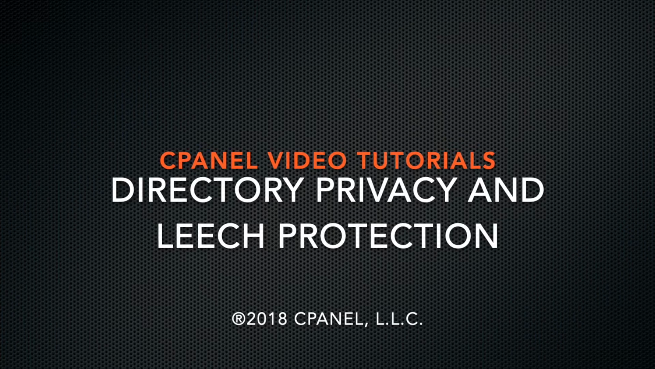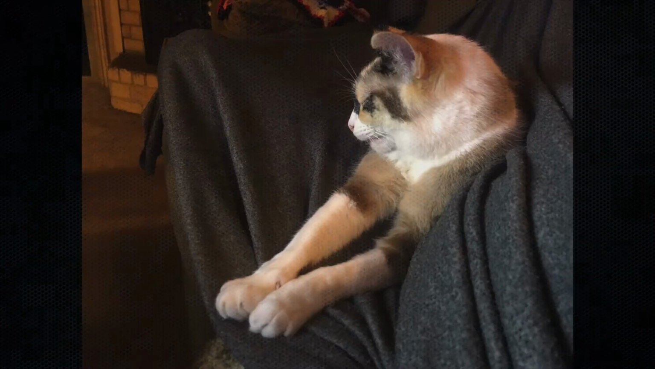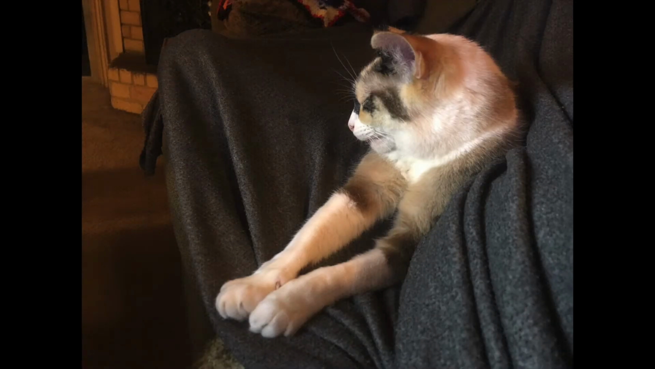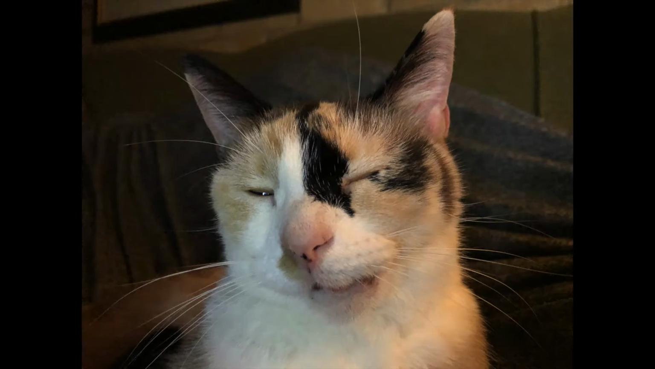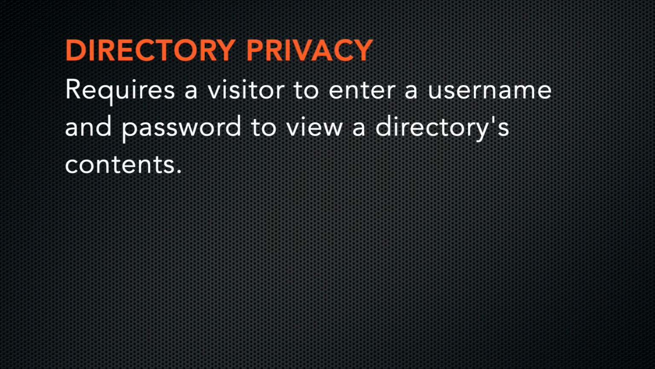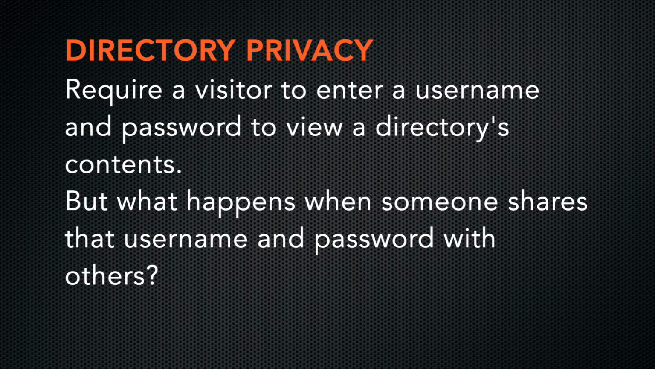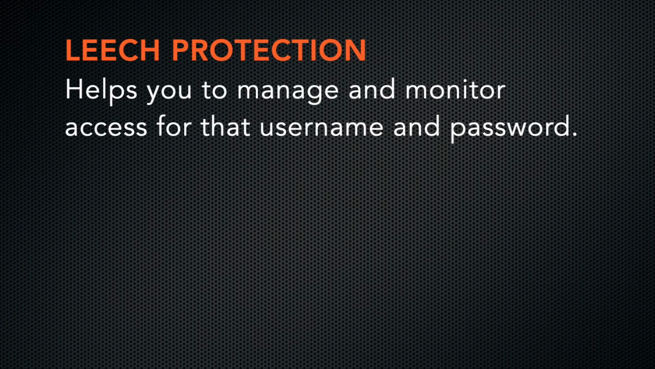This video will demonstrate directory privacy and Leech protection in cPanel. Let's say that you have a lot of cat photos that you want to share with a client, and you only want that client to be able to access the photos. Directory privacy allows you to force a visitor to enter a username and password to view a directory's contents. Sometimes, people share those accounts with others when they're not supposed to. Leech protection allows you to manage access for that username in order to prevent users from sharing accounts and to track when they do.